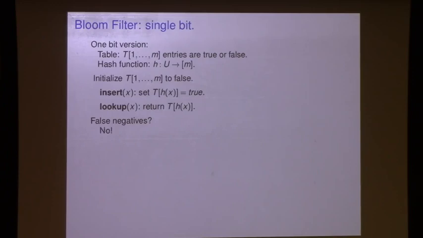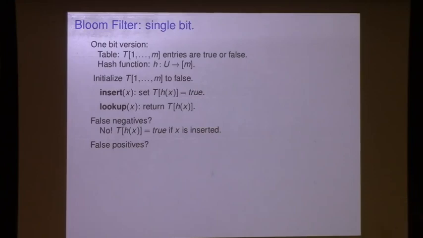Okay, so there's no false negatives. T of h of x is true if x is inserted, right? That's the idea. What does it mean to be an element of the set? You had to be inserted. So if you're inserted, that table entry is true. You never set anything to false, so it will always be true.